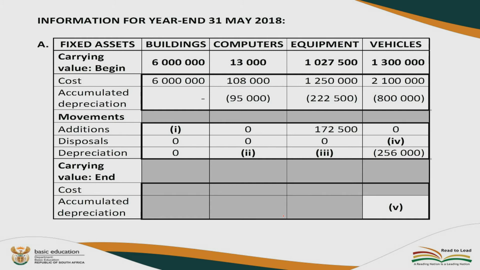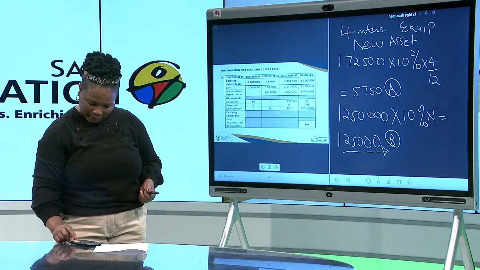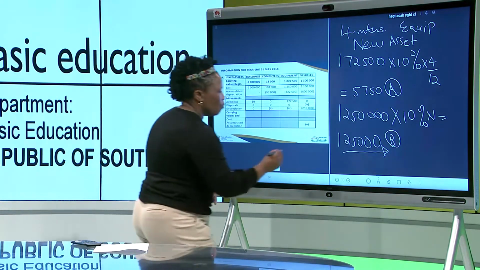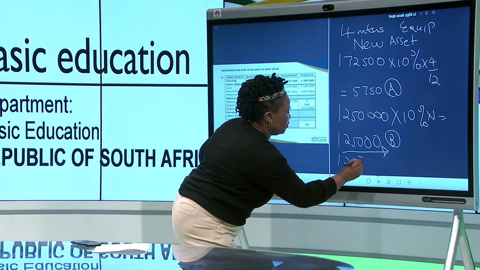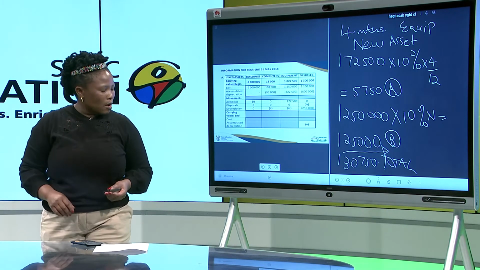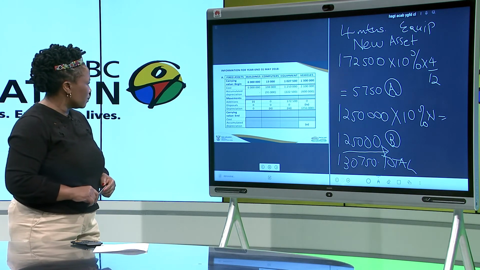And then now we're going to combine this depreciation, A and B. We are going to add those two figures. And the total depreciation is going to be our 130,750. So this is our total depreciation, and it is going to be recorded here under this column. We are now going to move to our vehicles and calculate the depreciation on them.